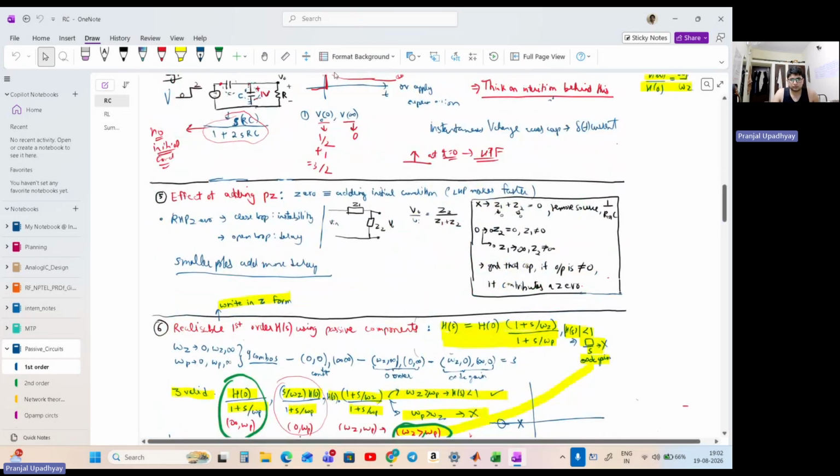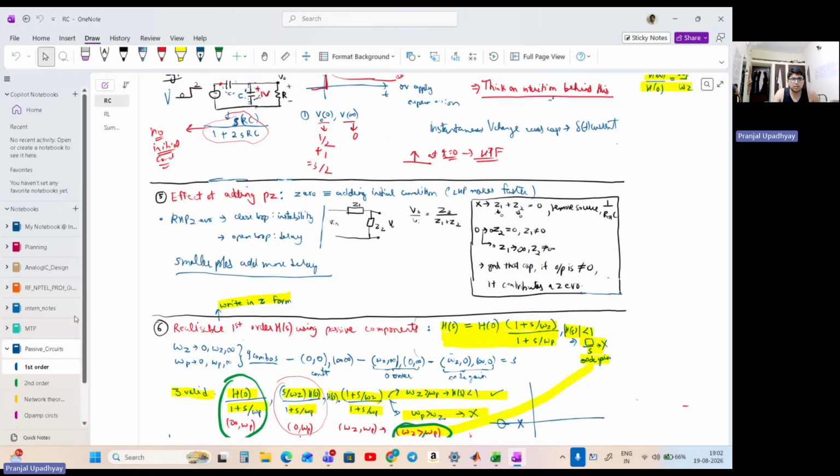So that being said, I think this finishes our discussion on first order circuits, and from the next video onwards, we'll be revising the second order circuits and op amp circuits, some basic op amp circuits, basically where we treat the op amp as a block, and maybe some basics of network theory.